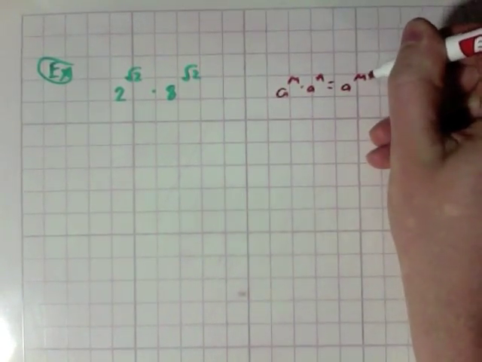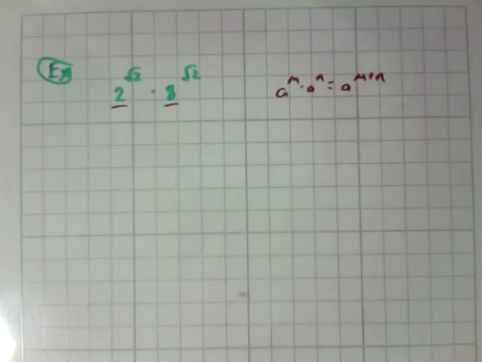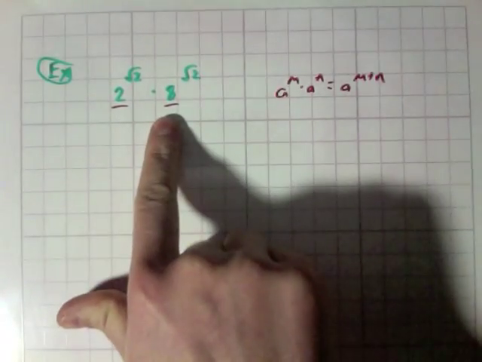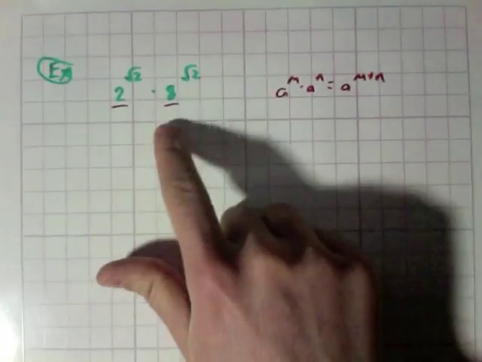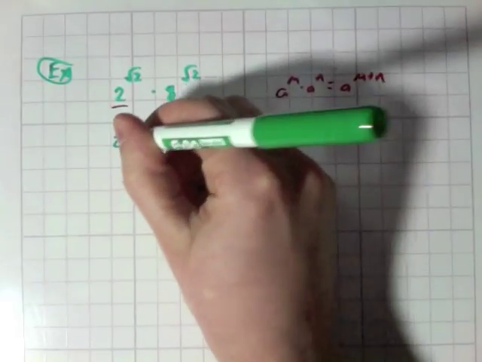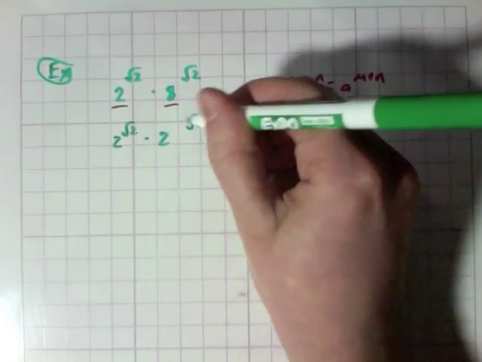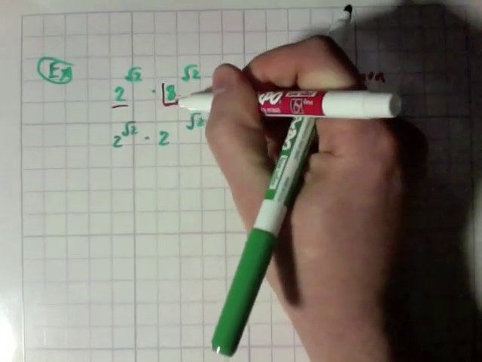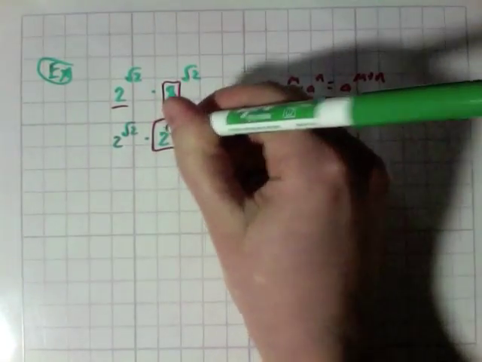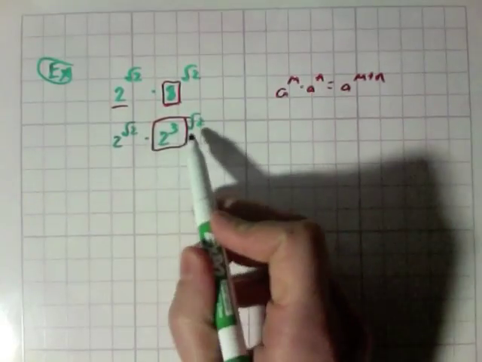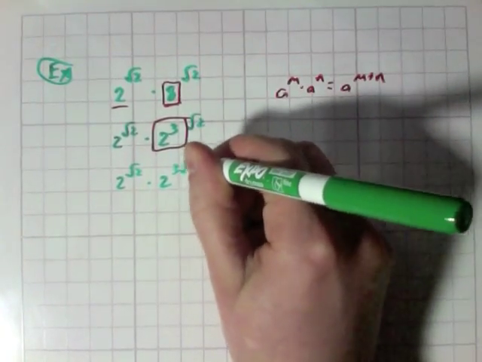primarily because these bases are not equivalent. However, with some subtle manipulation, we can recognize that 8 is a power of 2. I could rewrite 8 as a power of 2. So I could think of this as 2 to the square root of 2 multiplied by 2 to what power is the same as 8? So let's see, this is the part that I'm replacing. 2 to the third power is 8. So I could now rewrite that as 2 to the root 2 multiplied by 2 to the 3 root 2.